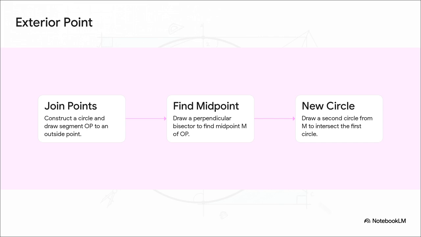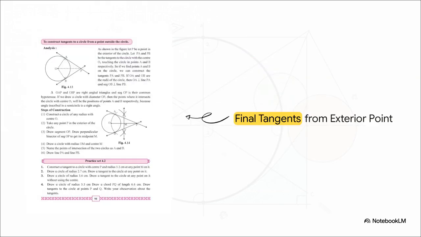Placing your compass needle exactly at midpoint M, take the radius as OM and draw a second circle. You will clearly see the perpendicular bisector finding the midpoint M, from which the second circle is drawn. The specific points where this second circle intersects our primary circle are our golden points, A and B. By drawing a line from P straight through A and another from P straight through B, you have successfully constructed your two exterior tangents. It is a really satisfying result.